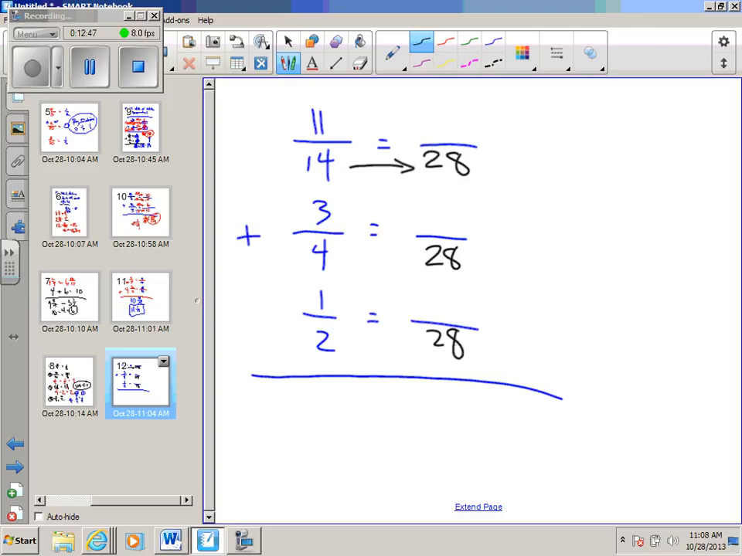14 times what is 28? 2. So 11 times 2 becomes... 4 times 7 is 28. So 3 times 7. 2 times 14. Right. Good, Desi? All right, 2 and 1 is 3, and 7, and 2, 4, 5, 57 over 28.